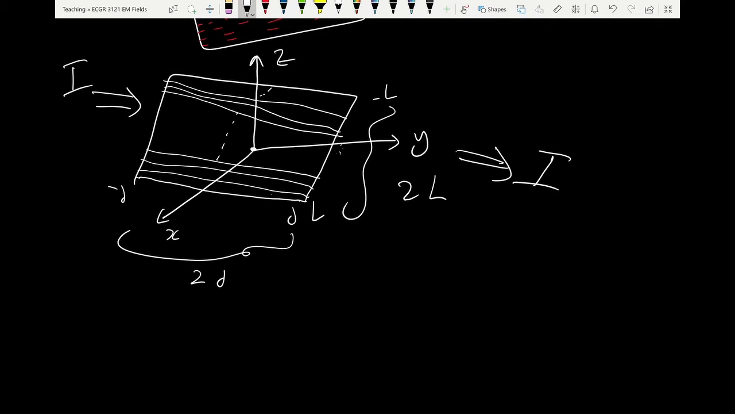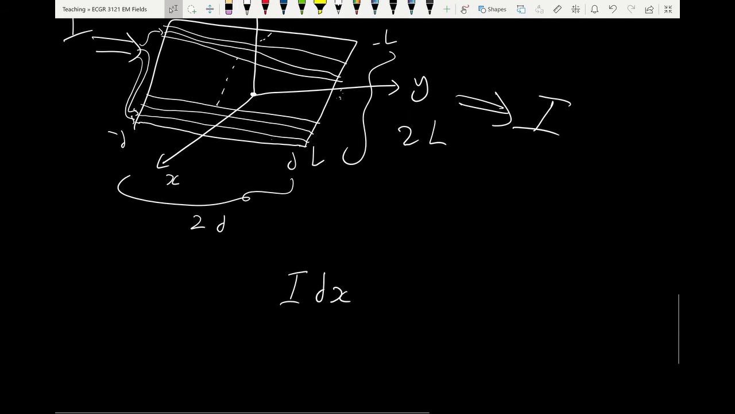Let's imagine that. Then if the total current is I, what would be the current that's flowing in each separate filament? In each separate filament, the current is going to be I dx, right? Dx is the infinitesimal width of the filament. This would be 0 if I have an infinite amount of filaments, because the width of each filament is going to be 0, right? But I'm not getting 0 here because I'm integrating. This would be the infinitesimal current going through one filament, right?